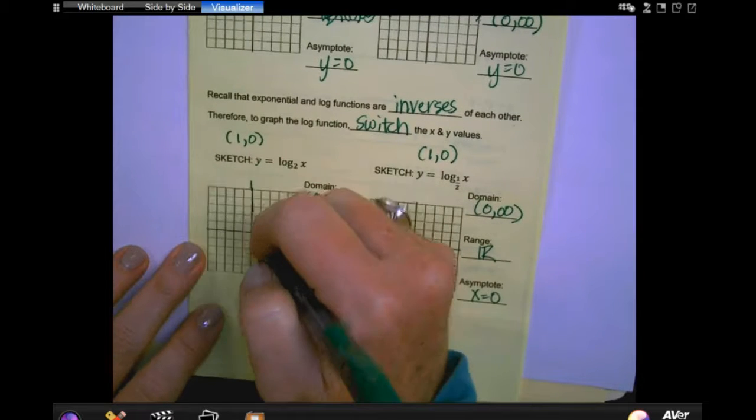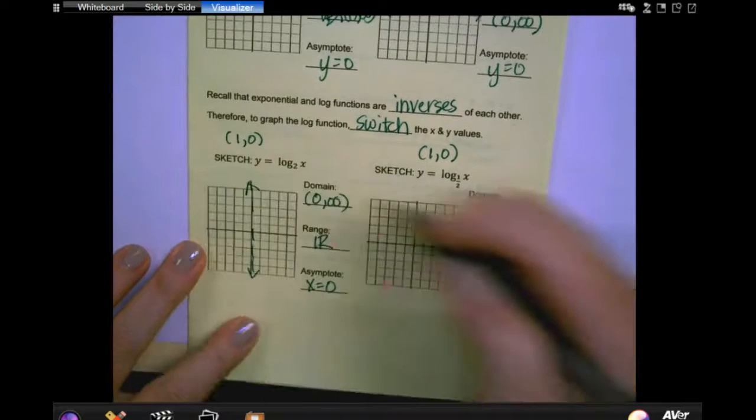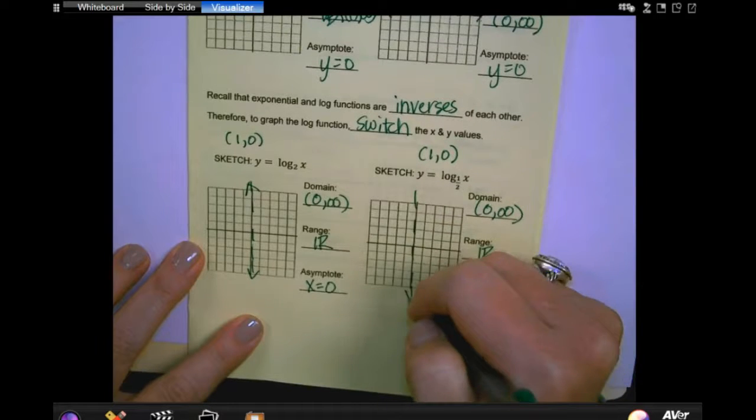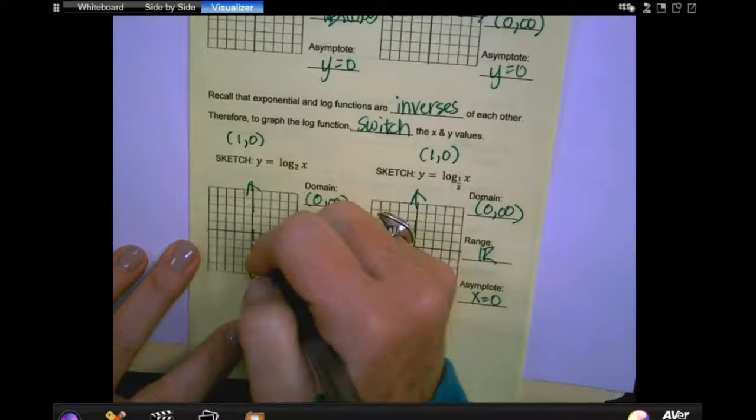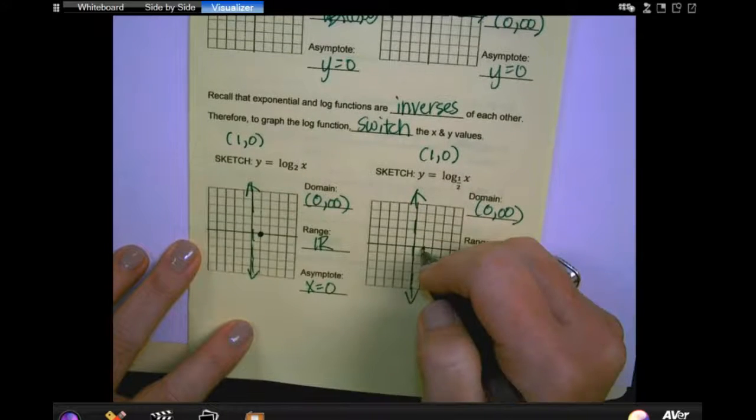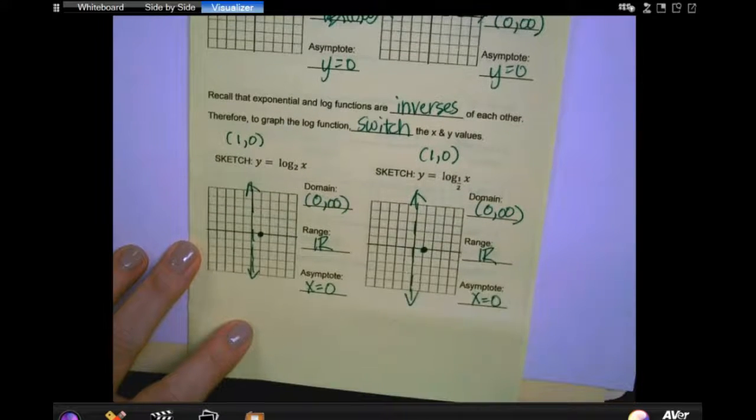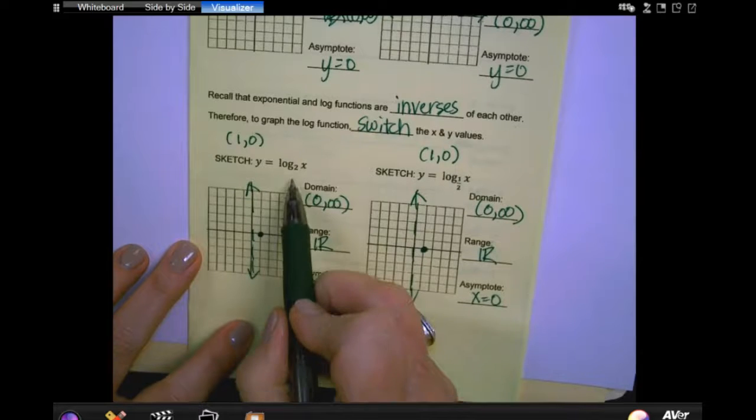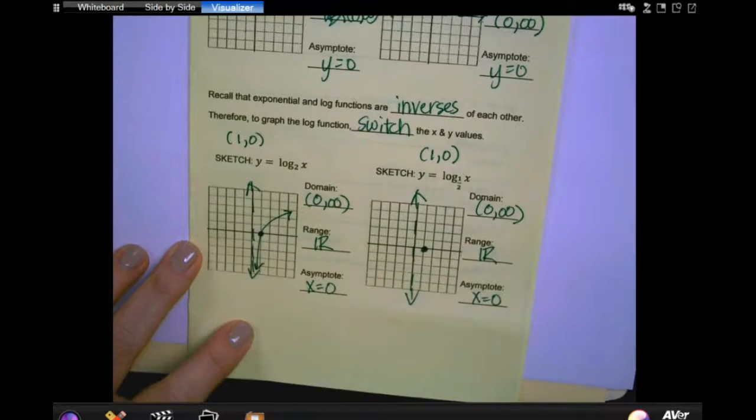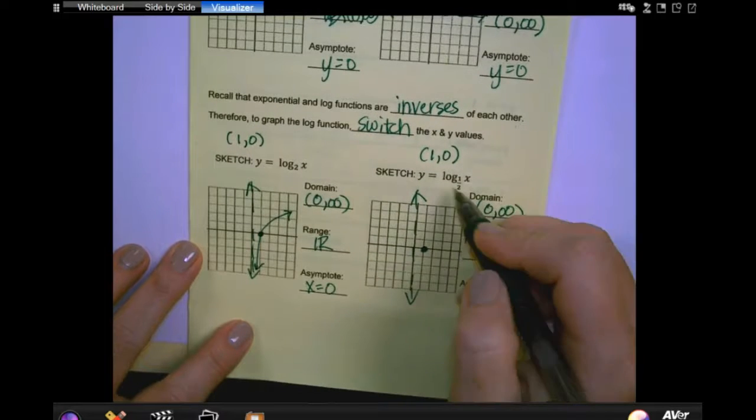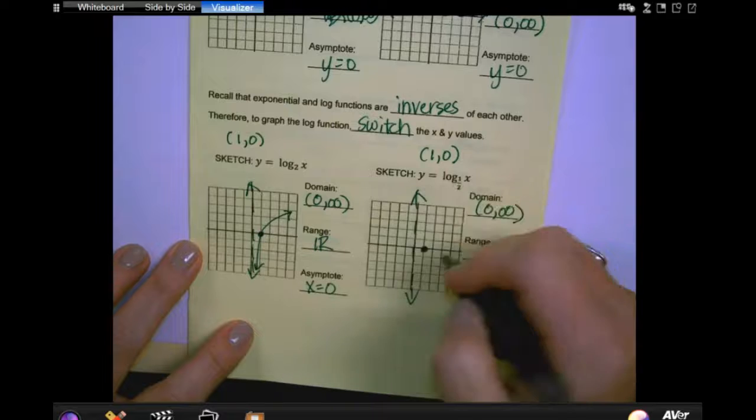So if it's x equals 0 this time, it goes this way. And here's my point, 0, 1 on both. So if the base is bigger than 1, it looks like this. If the base is less than 1, if it's 1/2, it goes this way.